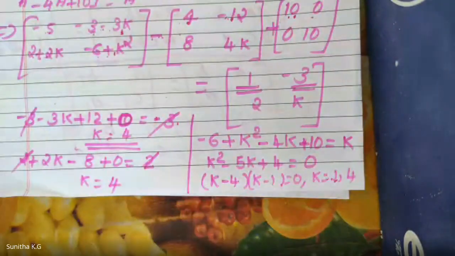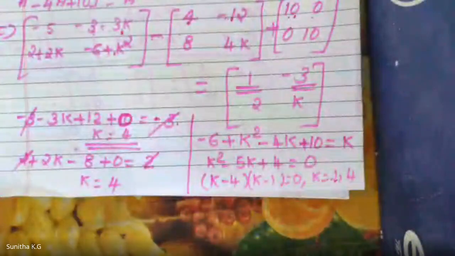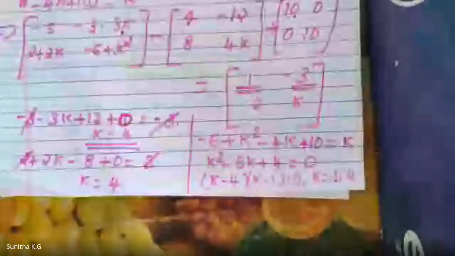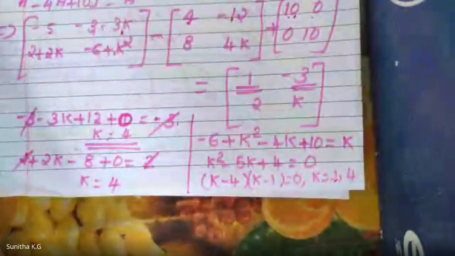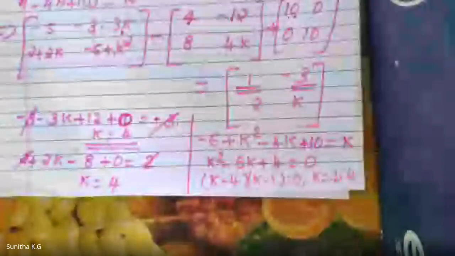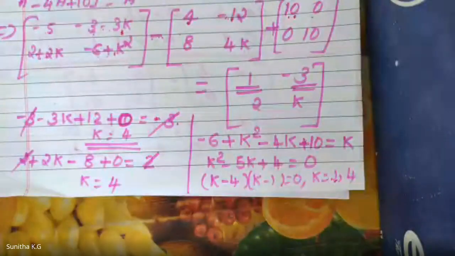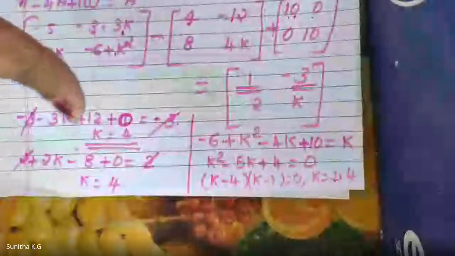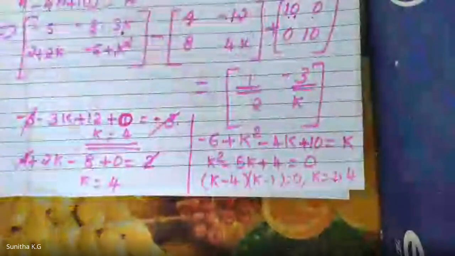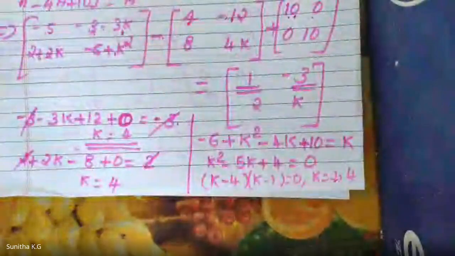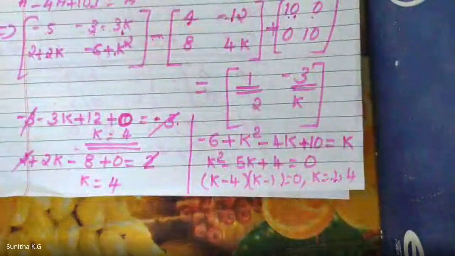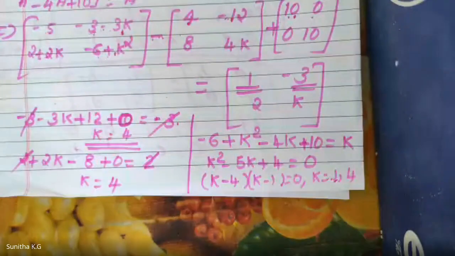So there comes a doubt: which value do we have to accept for k? We already know k equal to 4 accepts the given conditions. When we substitute k equal to 1 in any of these cases, it will not satisfy the corresponding condition. So we reject the value k equal to 1 and we can accept only the value k as 4. Is it okay?